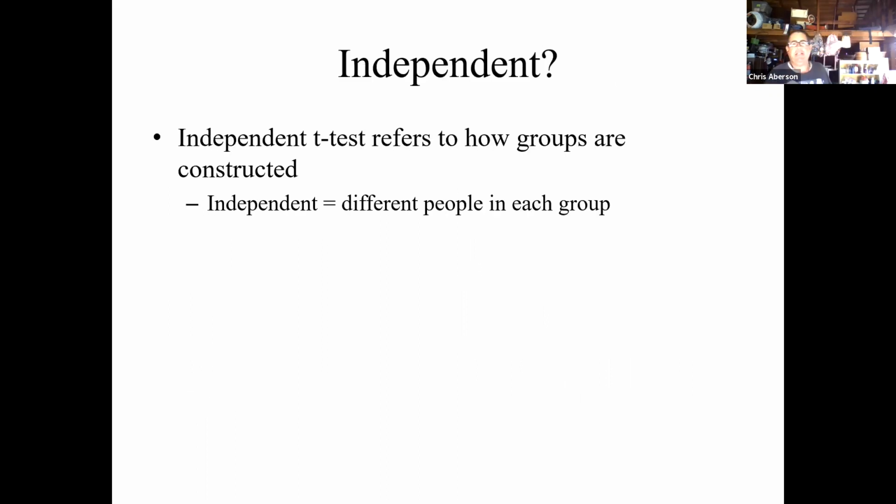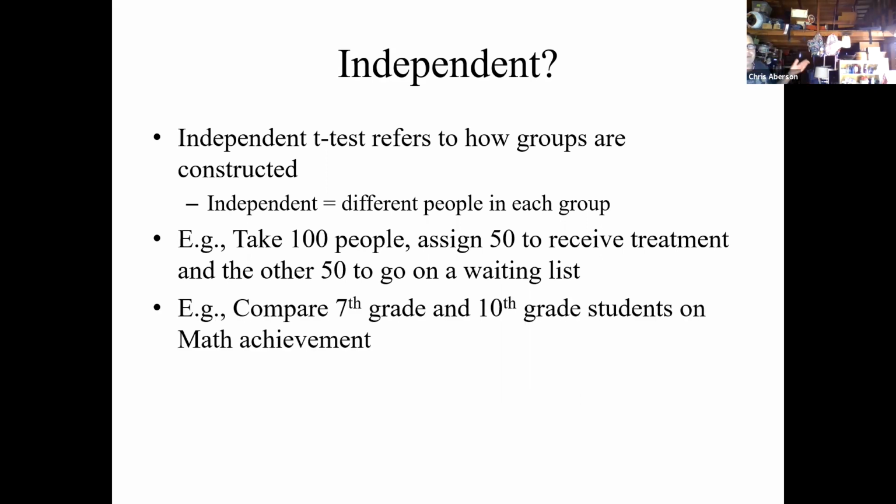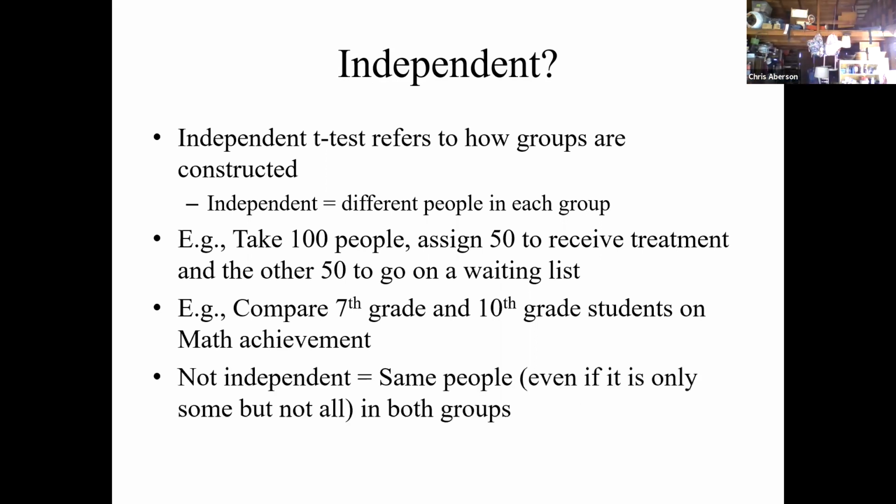All right, again, independent just refers to how the groups are constructed, different people in each group. For example, we might take 100 people, assign 50 to receive a treatment, another 50 maybe to go on a waiting list. Compare 7th and 10th grade students on math achievement. Those wouldn't be the same students. Not independent would be situations where you've got the same people in both groups, or even if it's just one person in both groups. These have to be completely different groups of people.